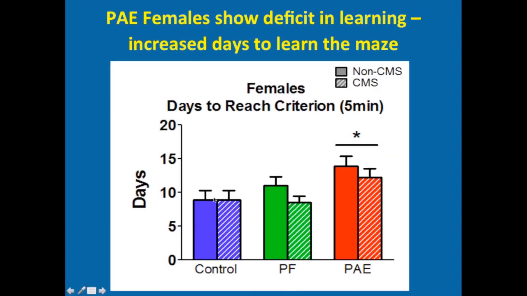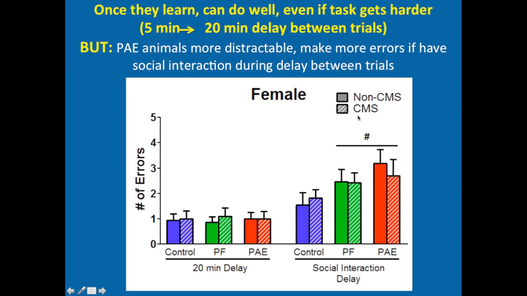And this is what we show. The alcohol-exposed animals take more days to reach the performance criterion. This is with a five-minute delay.